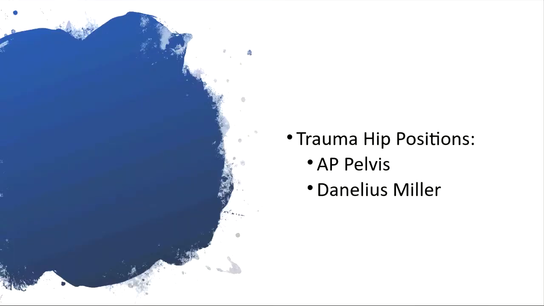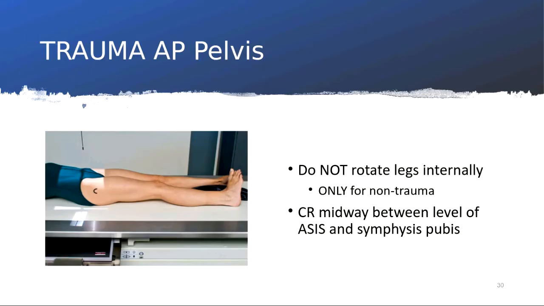Okay, so that was a routine hip, which might include an AP pelvis, an AP of the affected hip, and a lateral of the affected hip. If we do a trauma hip, that would include an AP pelvis without internally rotating the legs, and then a Danelius-Miller. So if you look at a trauma AP pelvis, you do not rotate the legs internally like they have here. This is only done for non-trauma. Okay, so you would basically just leave the legs as the patient presented.